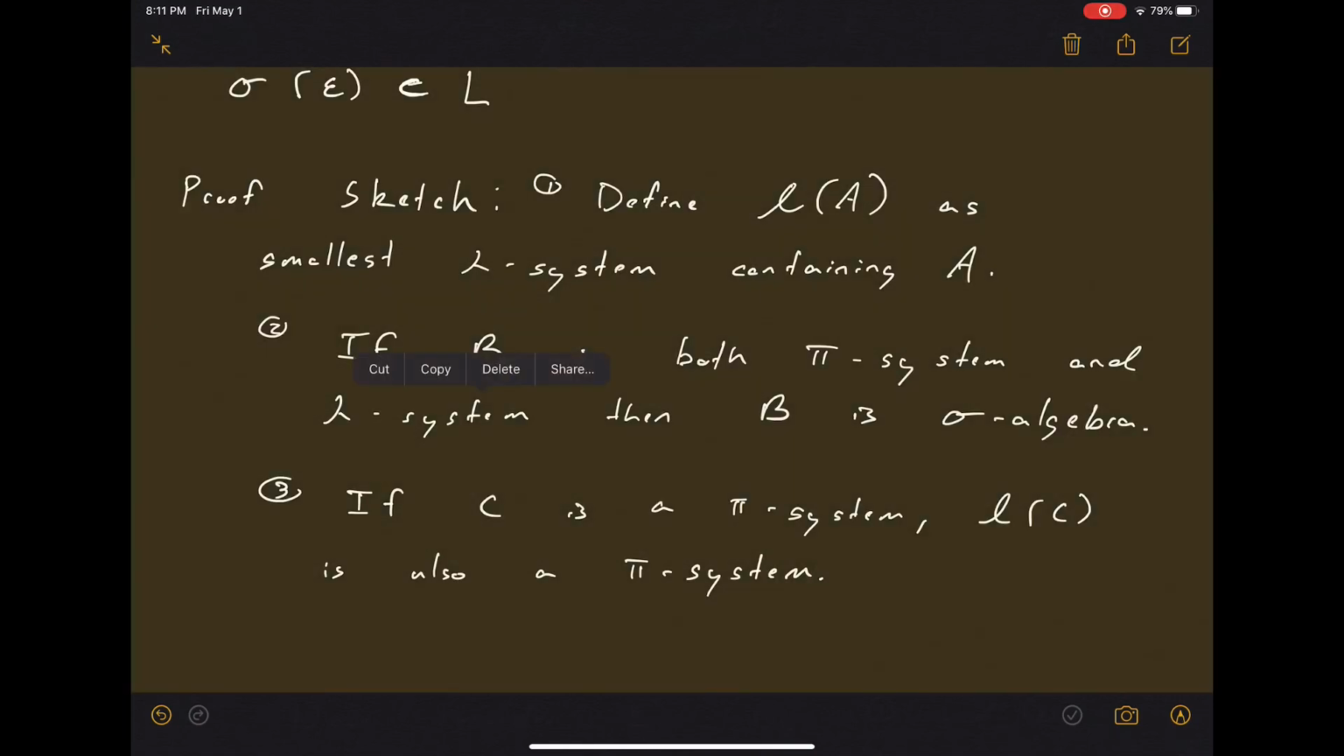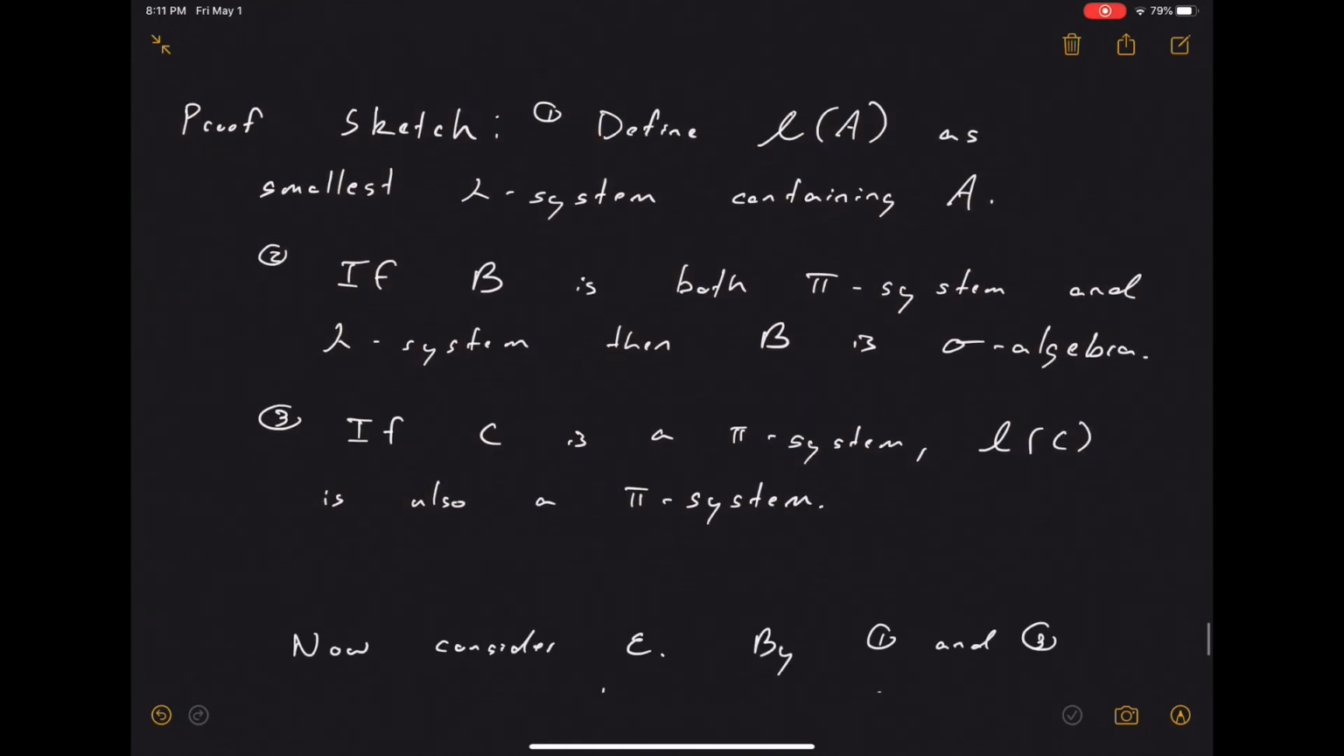Similar to generated sigma algebras, we can talk about the smallest lambda system containing a collection of subsets A. So define this lowercase L of A as the smallest lambda system containing A. Then note that if B is both a pi system and a lambda system, then B is a sigma algebra. If C is a pi system, then L of C is also a pi system. So these are the three results that will help us in our proof.